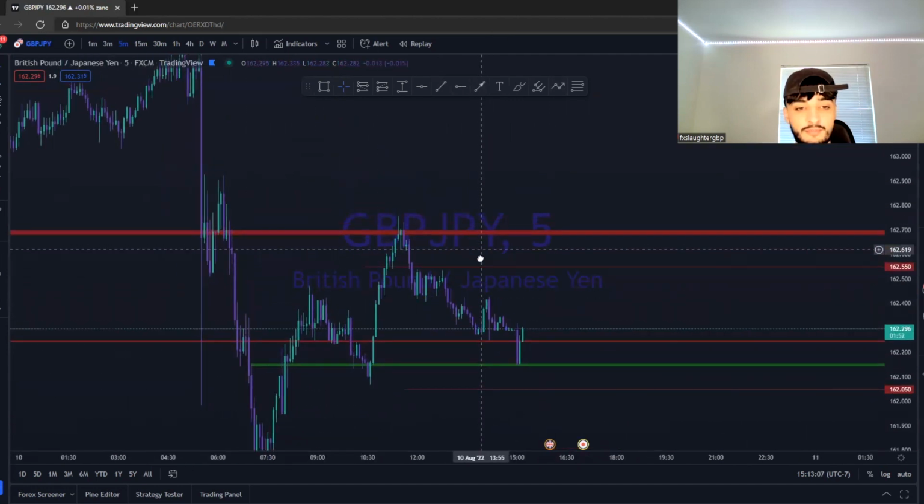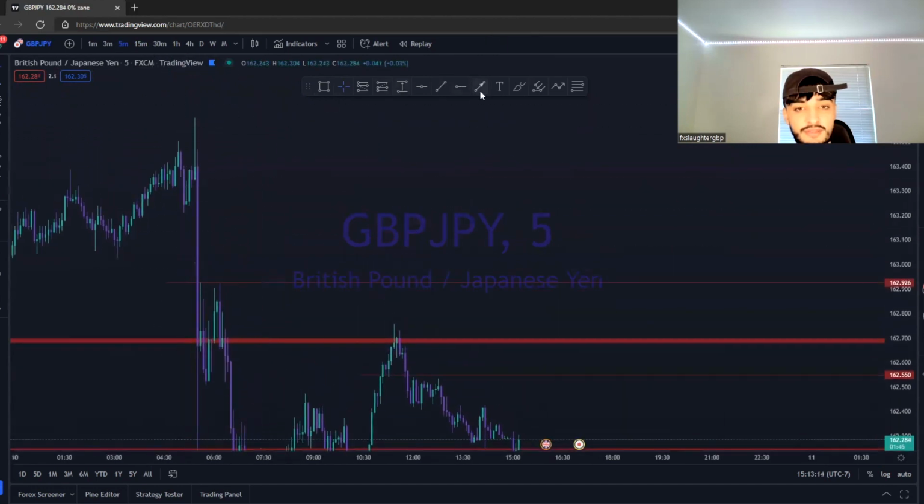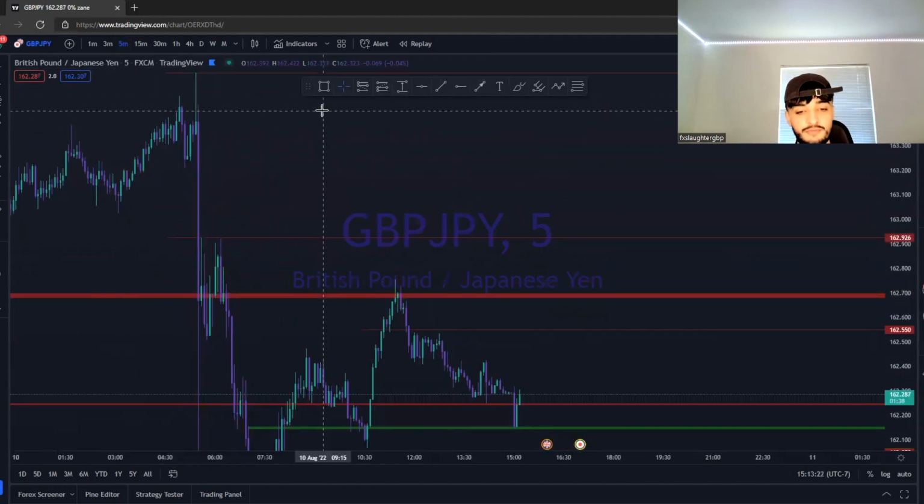And then if buys are triggered, this will be our target zone. After that, clean traffic. Next target zone will be right here. So that entry is 15 minutes.